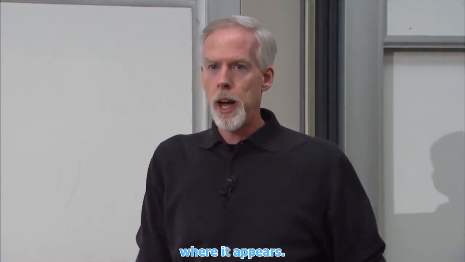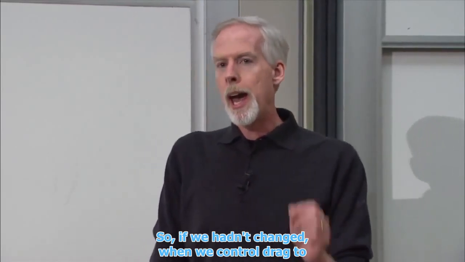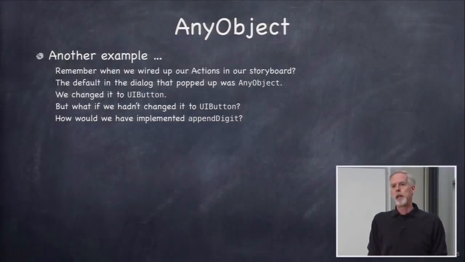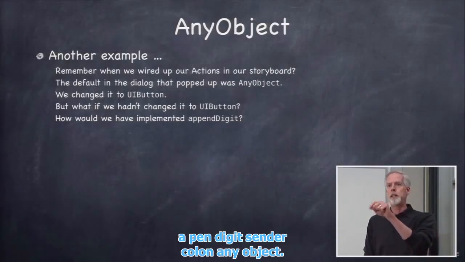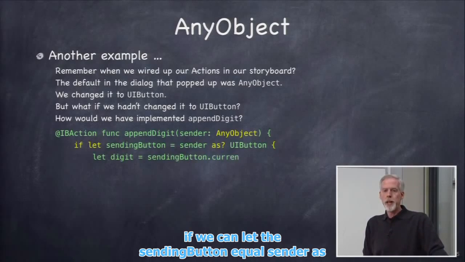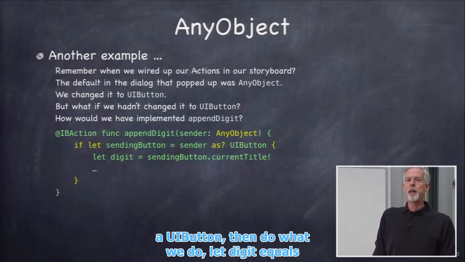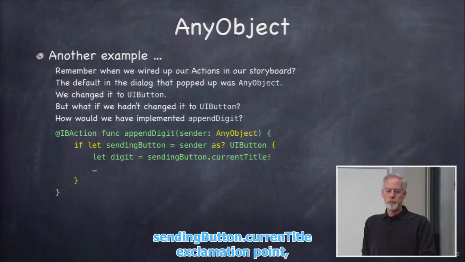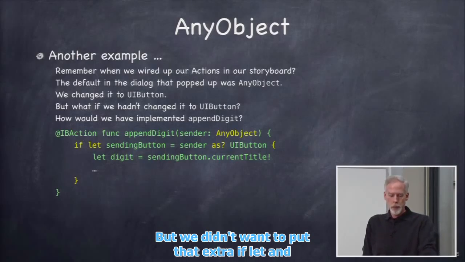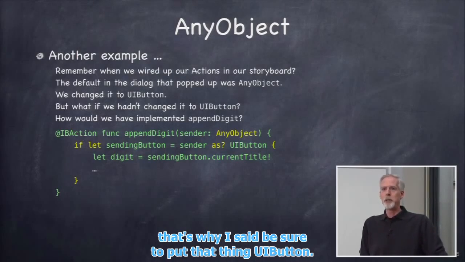Another example of AnyObject and where it appears. If we hadn't changed, when we control-dragged to make appendDigit, what if we had left it AnyObject? Okay, so we had appendDigit sender colon AnyObject. How could we have dealt with that? Well, we just would have said, if let sendingButton equal sender as? UIButton, then do what we do. Let digit equal sendingButton.currentTitle, exclamation point, et cetera. Make sense? But we didn't want to put that extra if let, and I hadn't taught you about as, so that's why I said be sure to put that thing UIButton. All right?